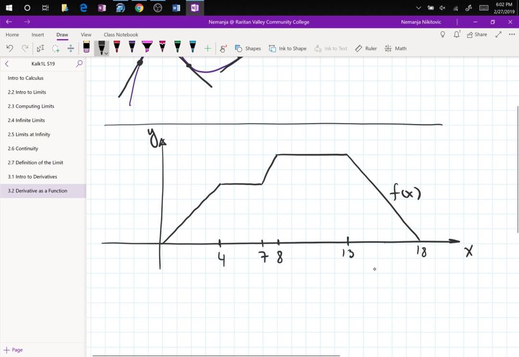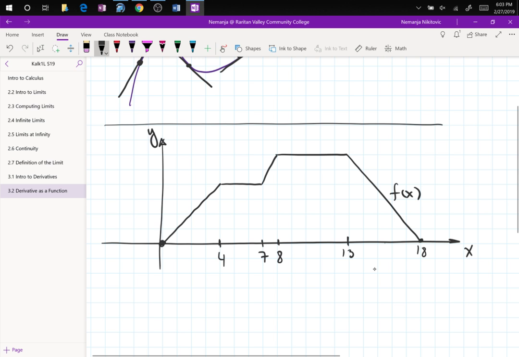This could be you driving. Let's say your velocity is 0 while your car is in the driveway, I hope, right? Then you press the gas pedal, and then you drive at a constant speed, and then you speed up, and then you drive at a constant speed, and then brake, and then you stop. So that could be the graph or something like that. Can we draw the derivative just by looking at this? And the answer is yes.